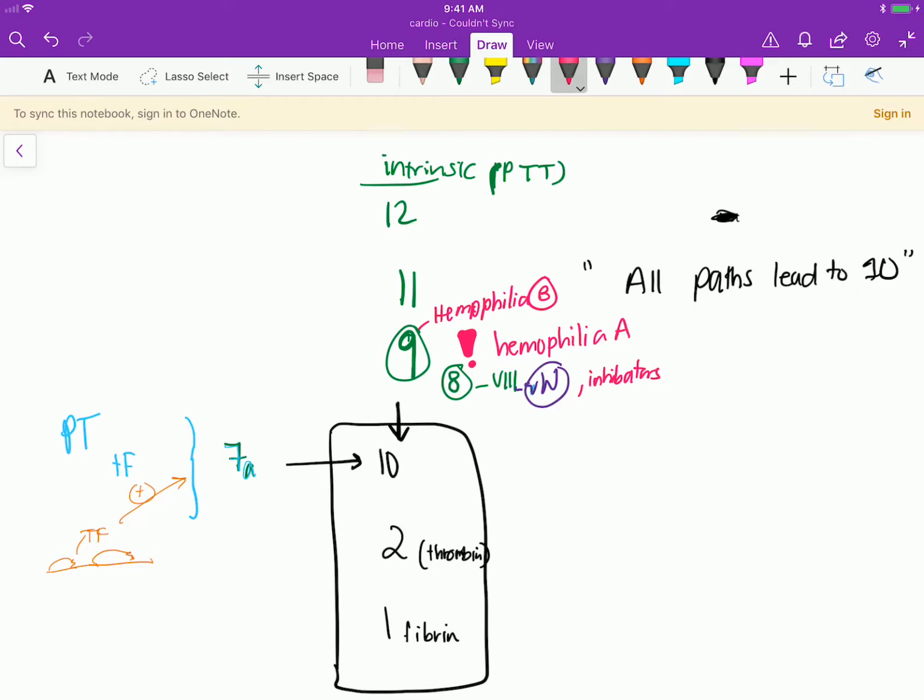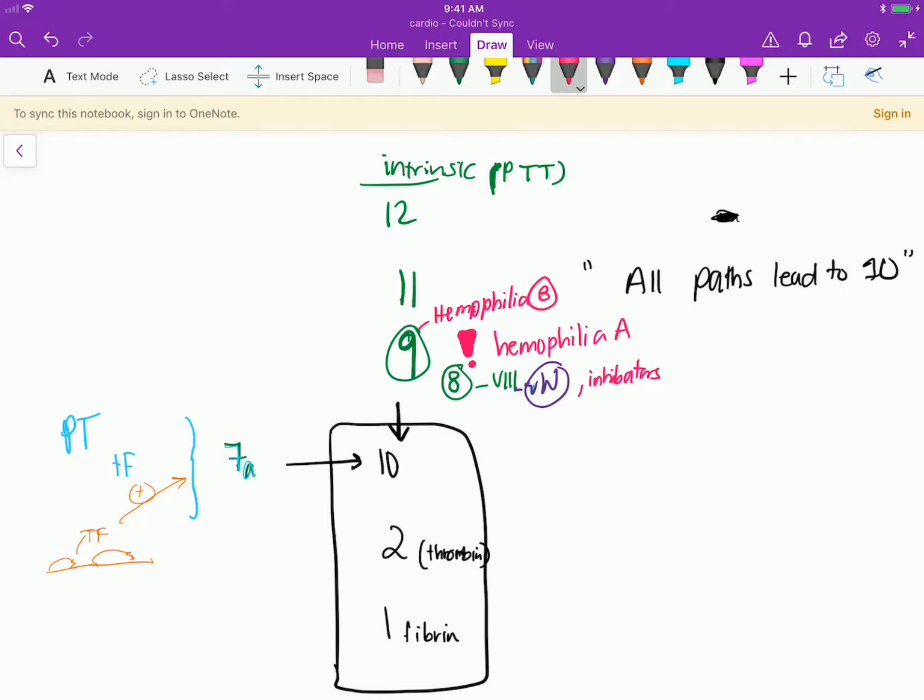So that's why your bleeding time is going to be normal, and also your PT is going to be normal. Your PTT is going to be high. Also remember that the platelet counts are normal because we're talking about coagulation factors. This is the secondary hemostasis.